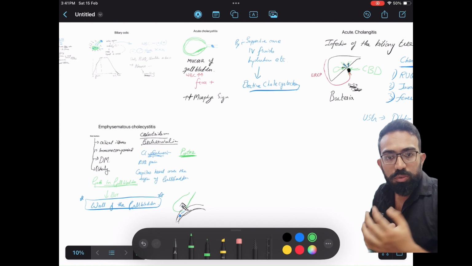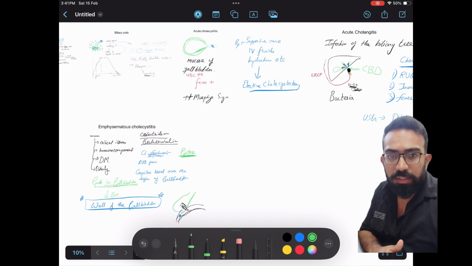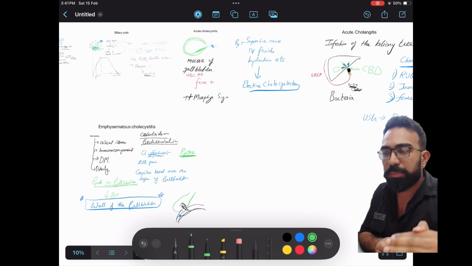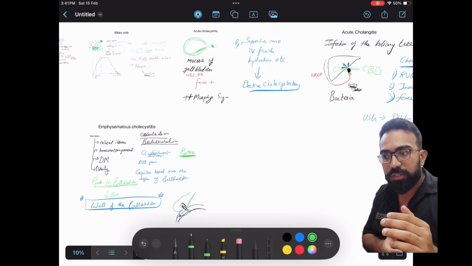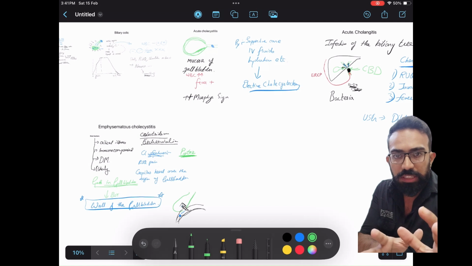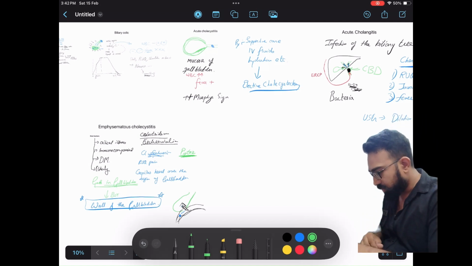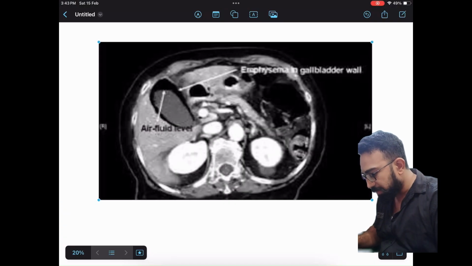Now I will be showing you the CT image of emphysematous cholecystitis, and this CT image can be asked in your exam. You may be asked what this condition is, to diagnose it, or they can tell you this is the CT image, these are the symptoms, what is the appropriate antibiotic. So the CT image is over here, emphysematous cholecystitis. Here you can see that there is gas within the gallbladder wall.